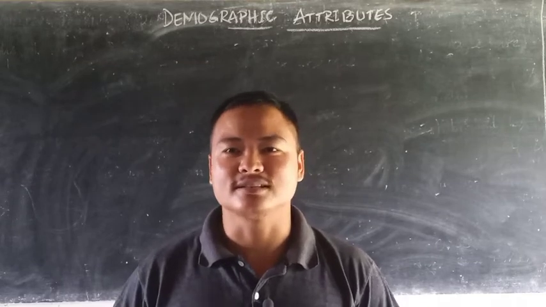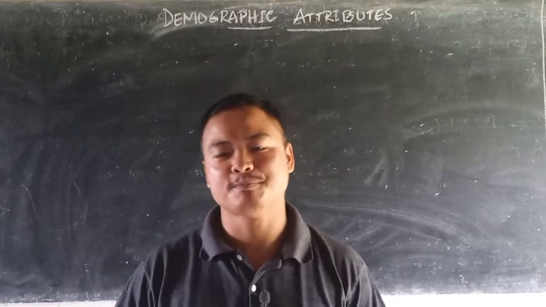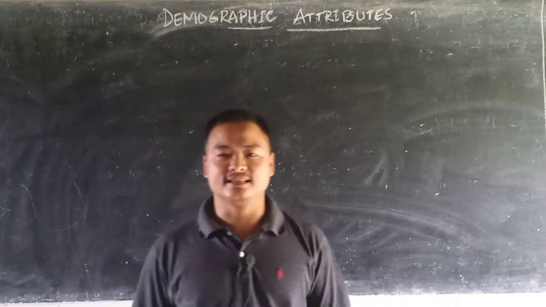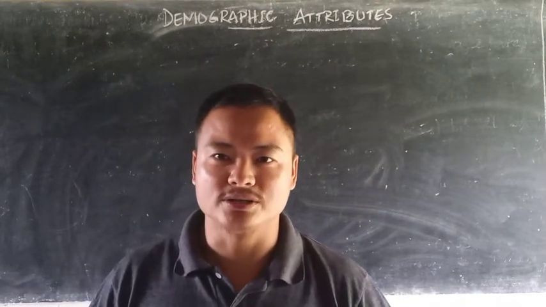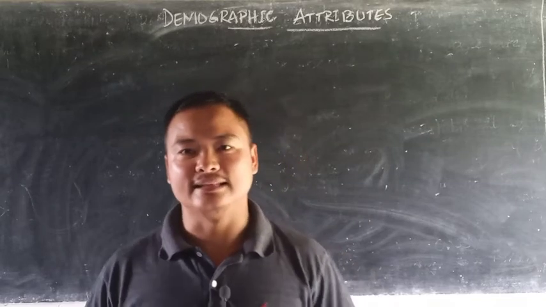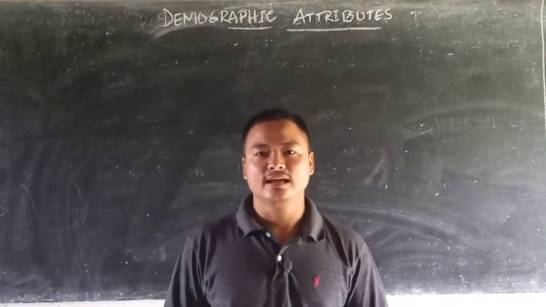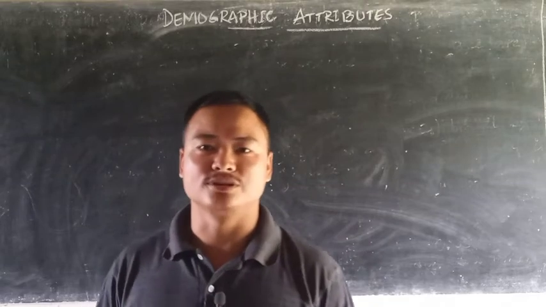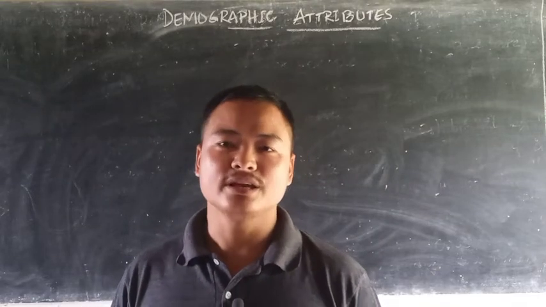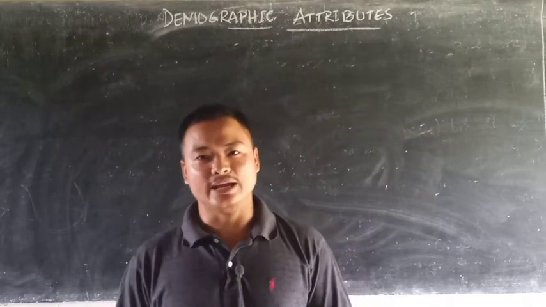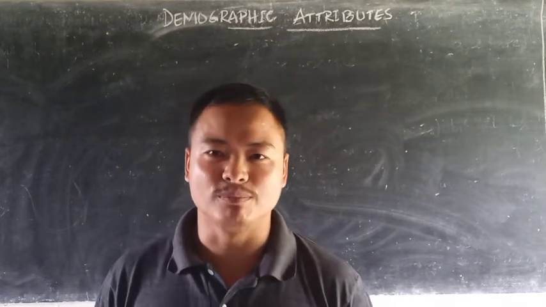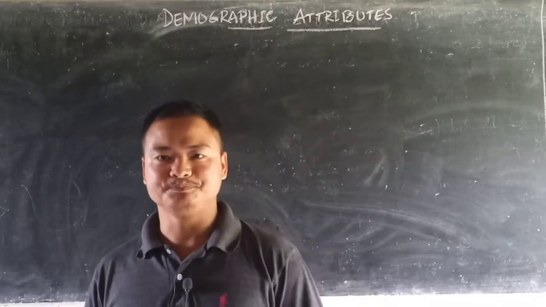Today we will be discussing the chapter Demographic Attributes. In this chapter, earlier we already discussed the population composition and the characteristics, mostly the elements that affect the population of a place, in which we discussed the population variance in India, where we discussed the rural population and urban population.